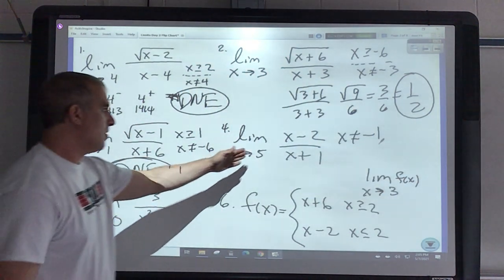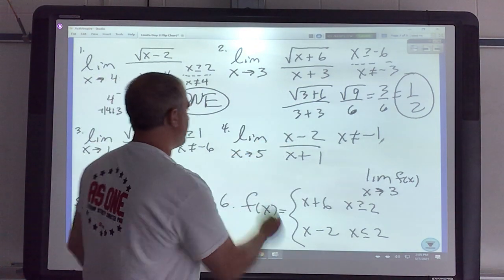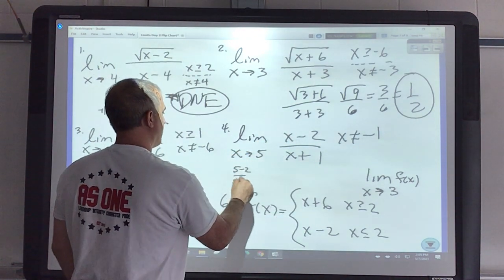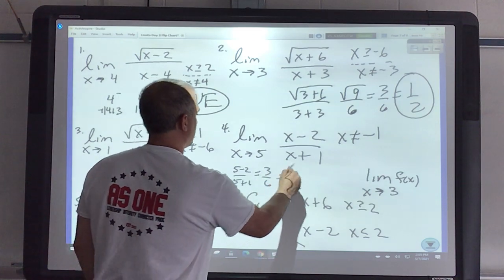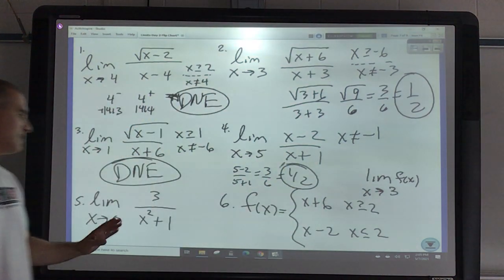Okay, now I don't have an issue there because 5 is not that value. So I can just do 5 minus 2 over 5 plus 1. That's 3 over 6, which is also 1/2. Okay, that's not an issue.